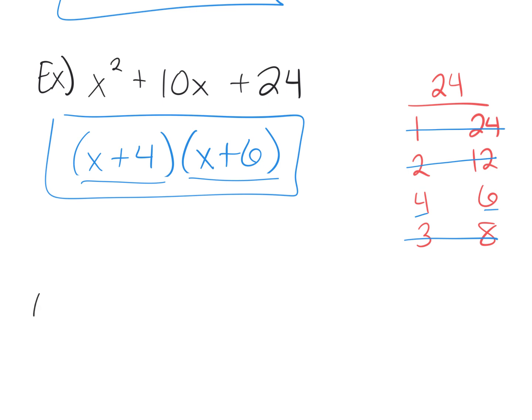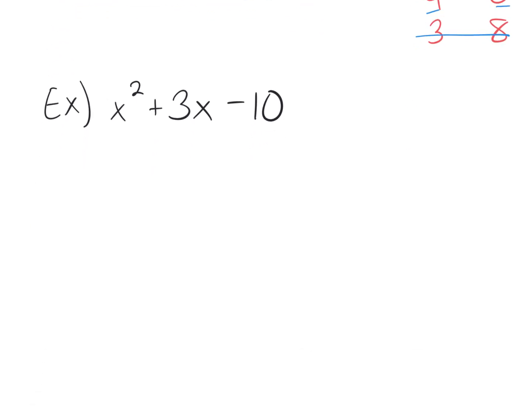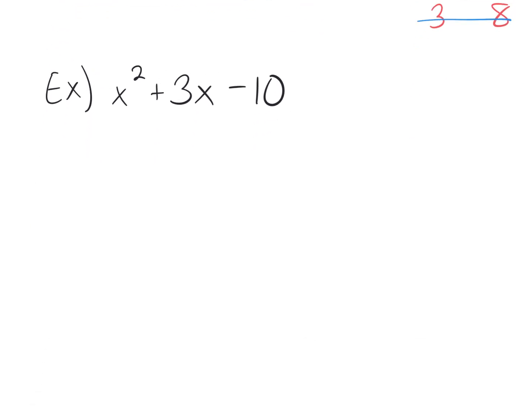Example 4. If I had x squared plus 3x minus 10, what do you notice about this example? That there's a negative. Okay, it's going to change it a little bit, but we're still doing the same process. What is my C value now? Negative 10. Okay. Think of it separately. What are the factors of 10? 1 and 10, 2 and 5. Is there any other ones? No. What is my B value?